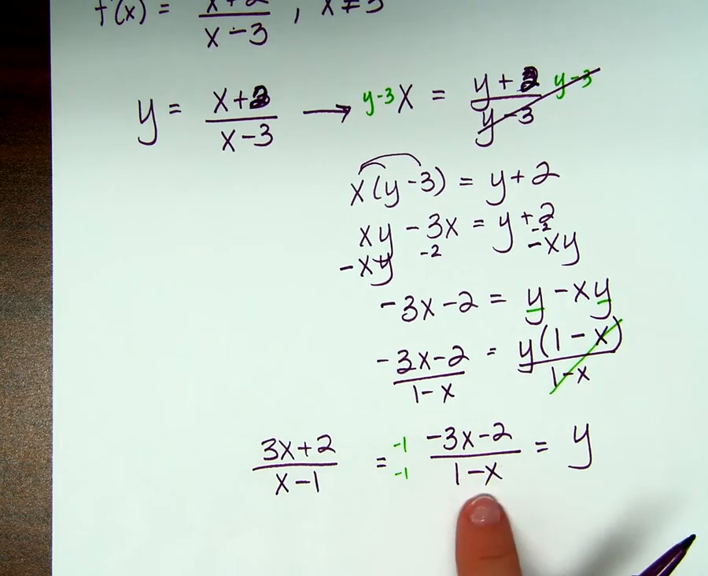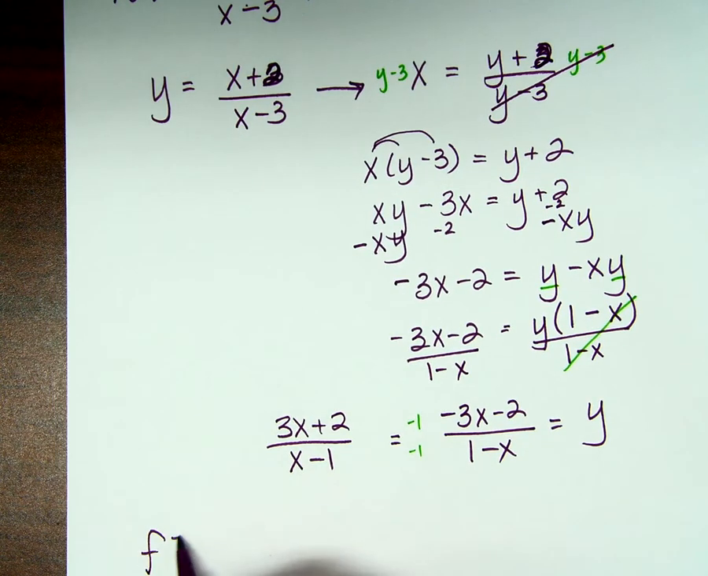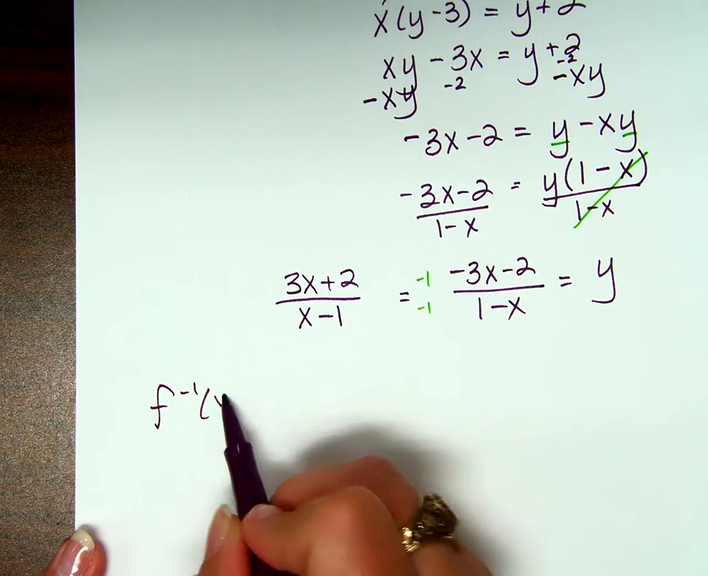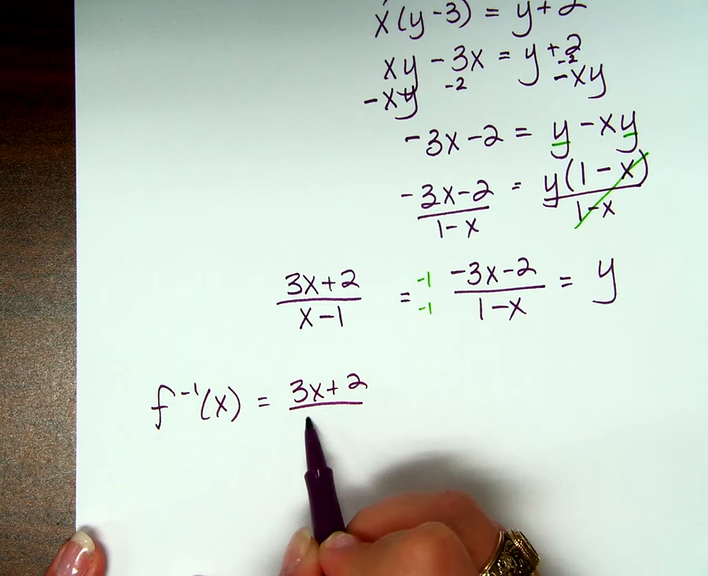Okay? If you put this in and it says something else, like it's in the right form but not quite the right answer, try multiplying numerator and denominator by negative 1. This should be correct though because it's right. Okay? And then of course we want to write it in the correct form. f negative 1 of x equals 3x plus 2 over x minus 1.